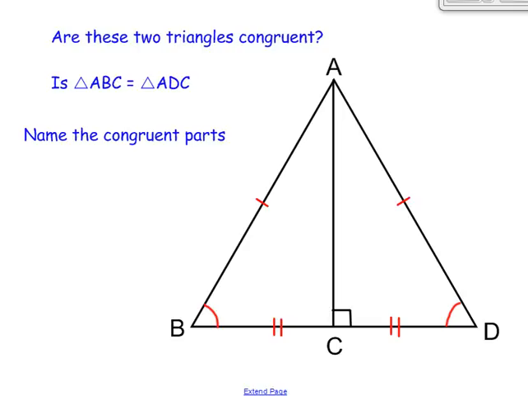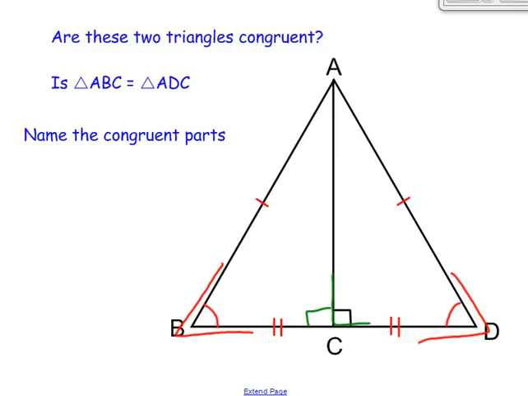Now, let's look at our angles. Okay? We know that angle ABC, which is this angle right here, is congruent to angle ADC, because I've got the little congruent marks. And because angle ACD, this one right here, is a 90-degree angle, a right angle, and because I know these two angles are a linear pair, and I know that ACD is 90 degrees, then ACB must also be 90 degrees. And therefore, those two angles are congruent.